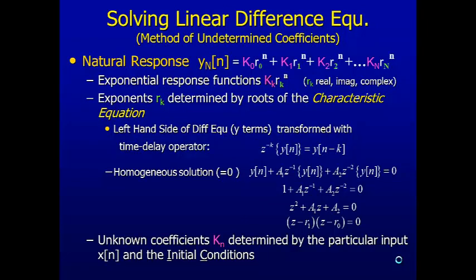It'll tell us what shape we have in the natural response, and then we'll have a bunch of unknown coefficients. Those we'll solve for using the particular input and the particular initial conditions to get those unknown coefficients. Well, we could do that. We're not going to do that, but we could do that. But that's the natural response piece.